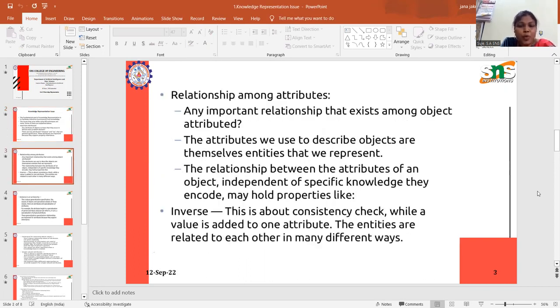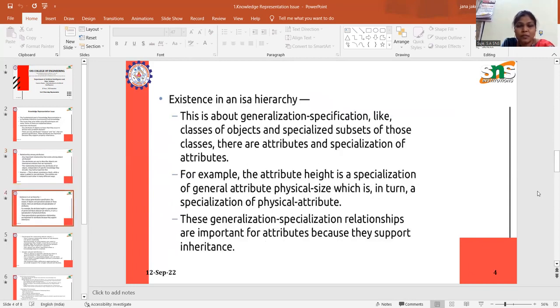The relationship among attributes. Any important relationship that exists among object attributes. The attributes we use to describe objects are themselves entities that we represent. The relationship between the attributes of an object, independent of specific knowledge they encode, may hold properties like inverse. This is about consistency check. When a value is added to one attribute, the entities are related to each other in many different ways.